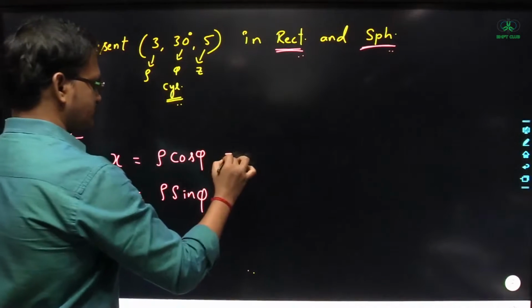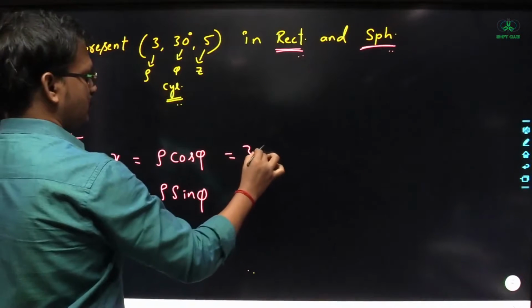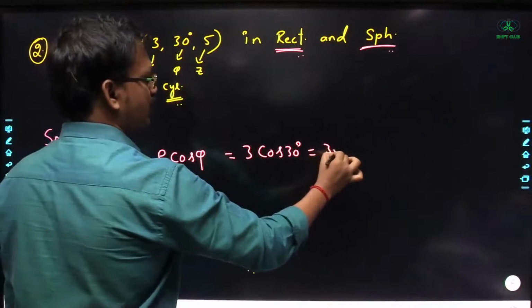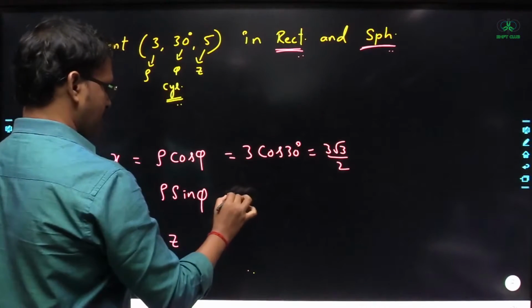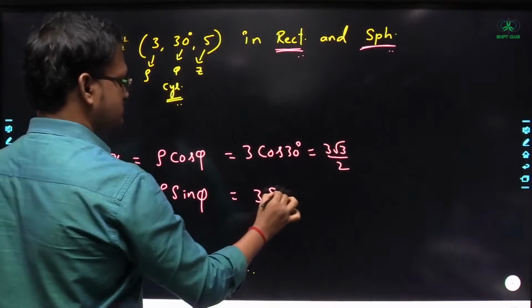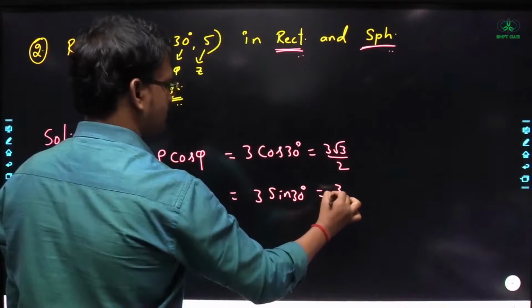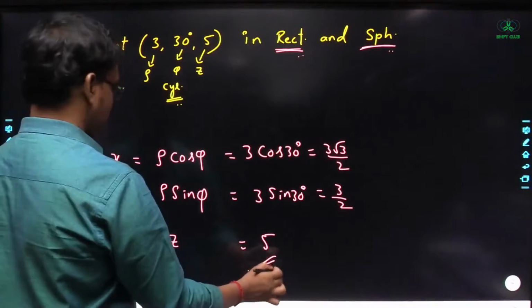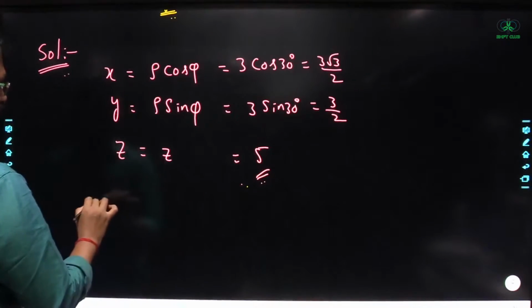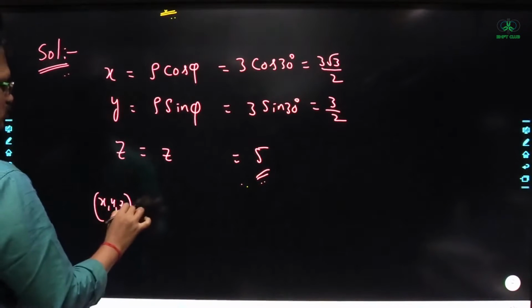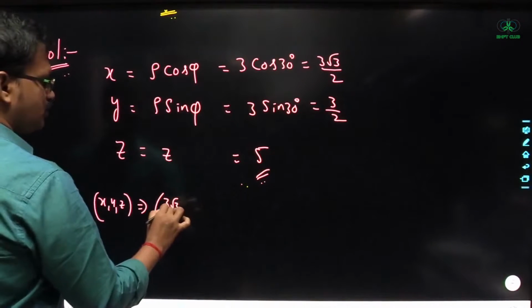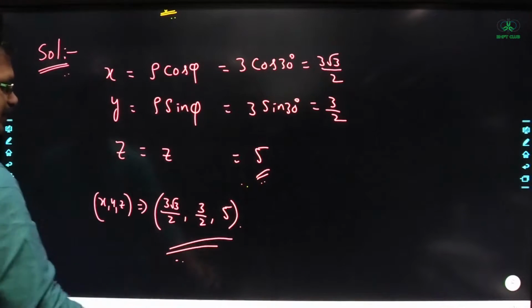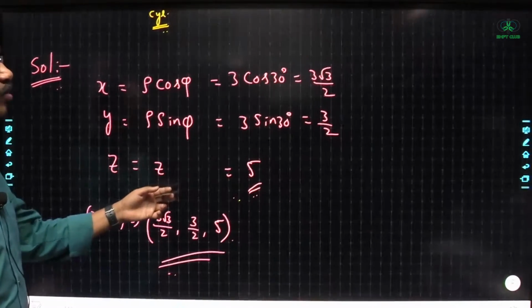So it is very simple. Rho is 3, so x is 3 into cos 30 degrees, that is 3 root 3 by 2. Next, y is 3 into sin 30 degrees, which is 3 by 2. Next, z is the same as z, so that is 5. So x, y, z in rectangular coordinates is 3 root 3 by 2, comma, 3 by 2, comma, 5.